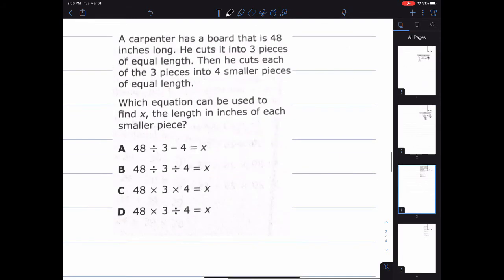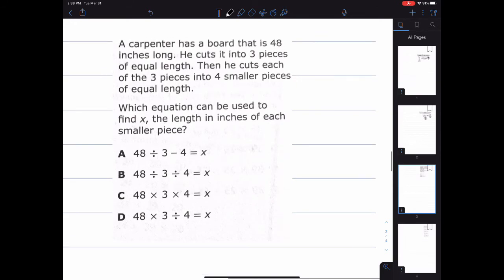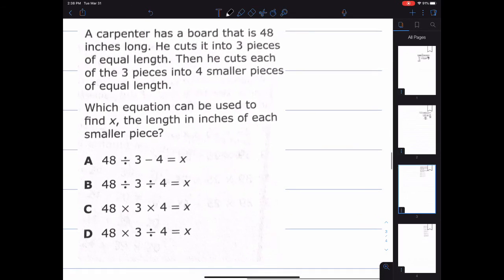Now, today, you don't even need to solve, which to me is actually easier, because you don't need to solve the problem. You just need to know how to make the strip diagrams and what equations you're going to be using to solve these problems. So let's look at this problem.